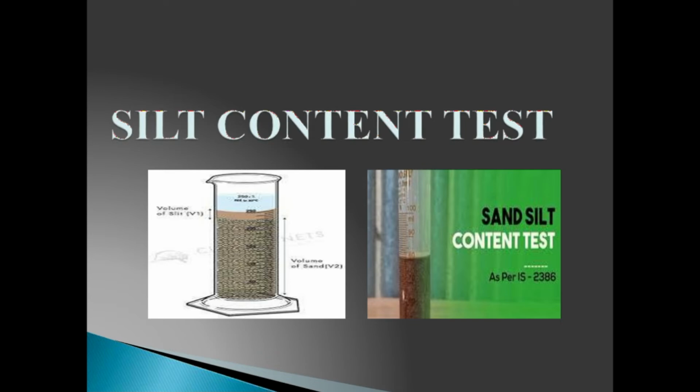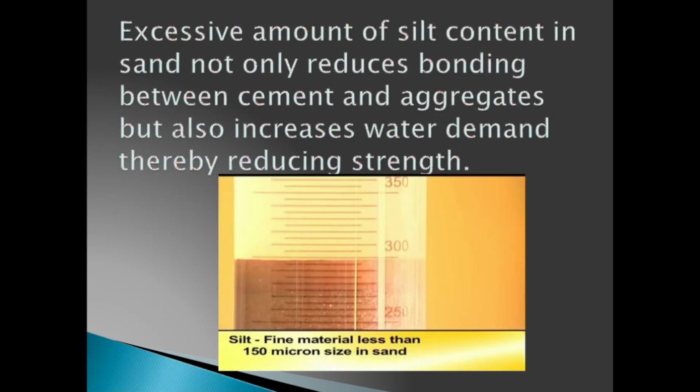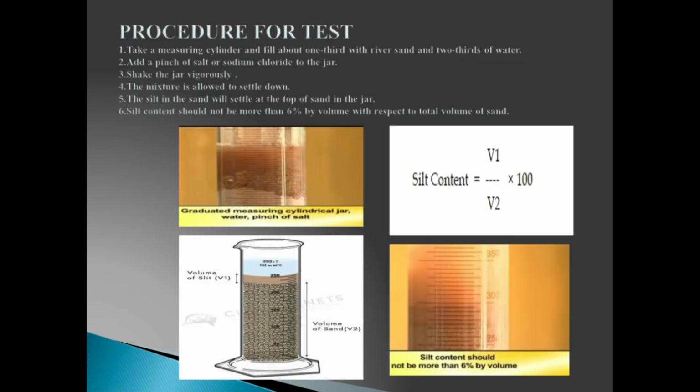The next quality test we are going to see is the silt content test. Silt is a very fine material, less than 150 micron in size, present in sand. The excessive presence of silt in sand is very harmful because silt reduces the strength and durability of concrete. To overcome this, we have to perform the silt content test.